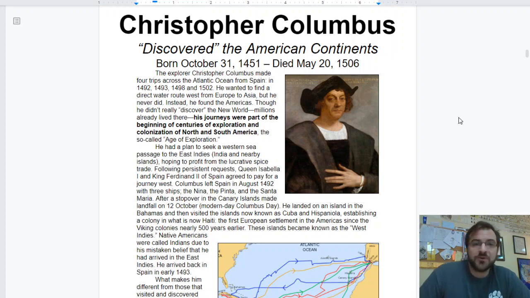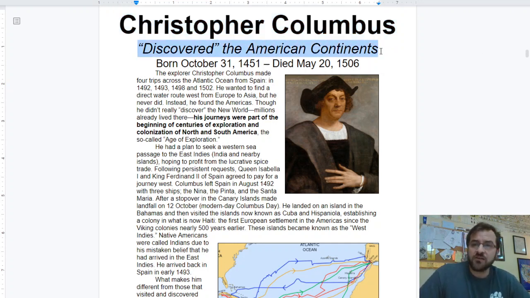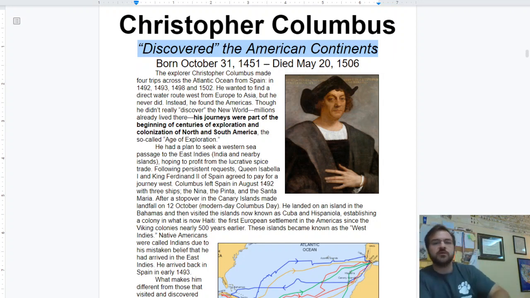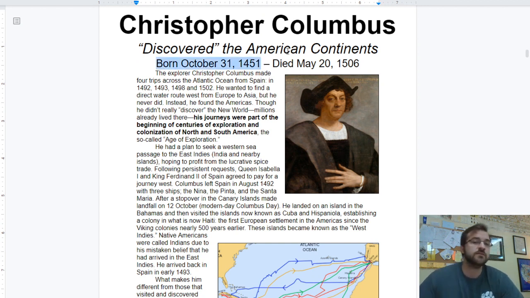All right, here we go again. Christopher Columbus. Christopher Columbus, almost everybody's heard of him. He discovered the American continents, North and South America. He was originally born on October 31st in the year 1451, and he died May 20th in 1506. This is a portrait of him. That's what he looked like. Ain't he a pretty person?